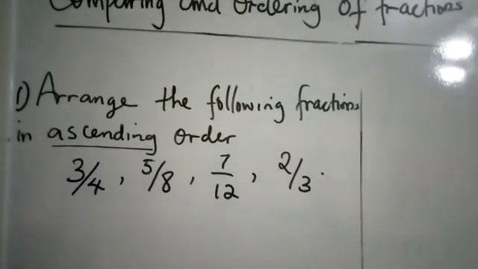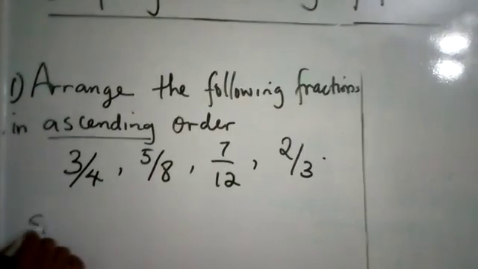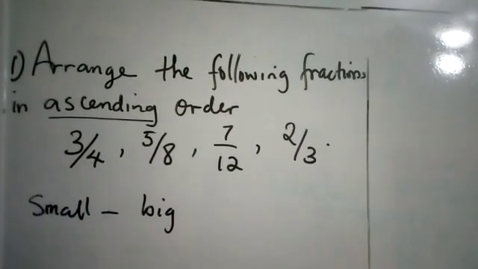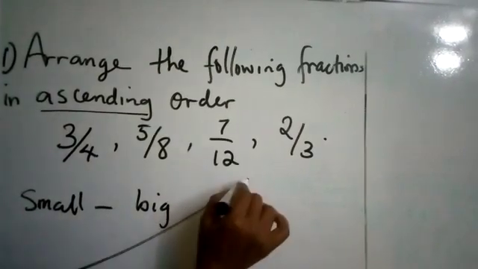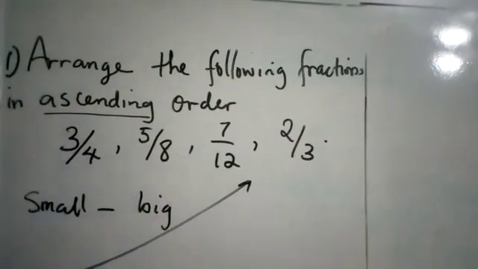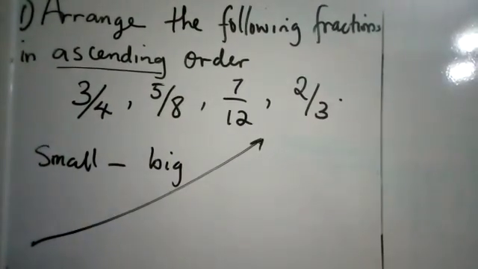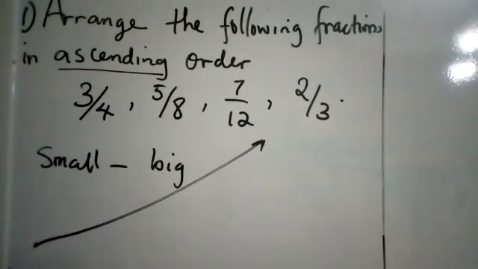Ascending means from the small to the big, like a plane taking off, ascending. So we're going to arrange it from the small to the big. Now let's start.